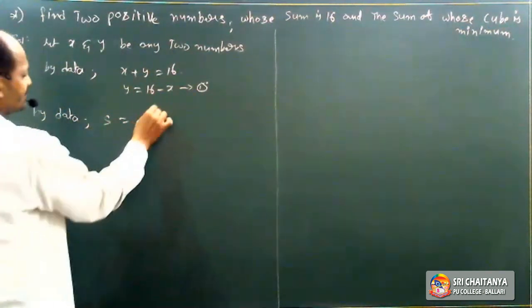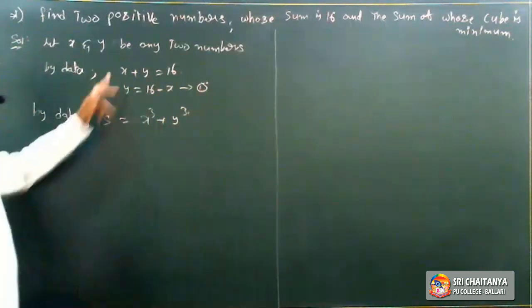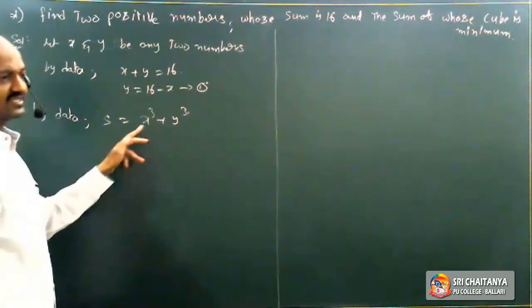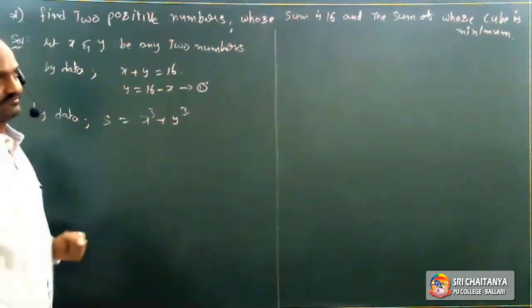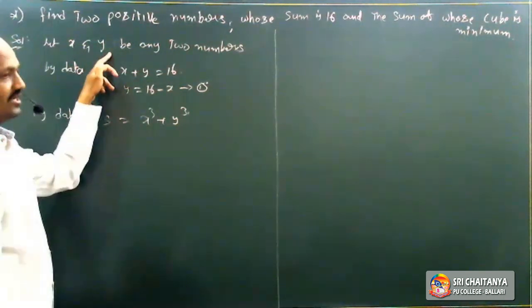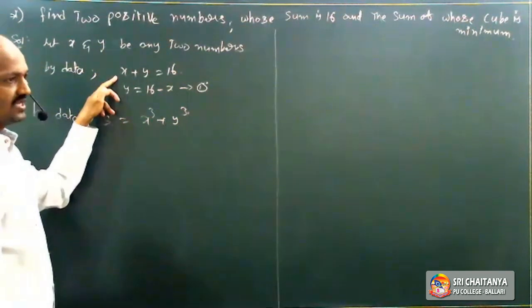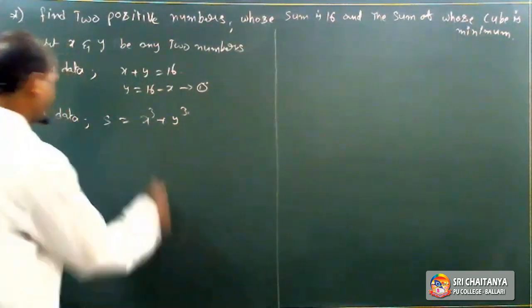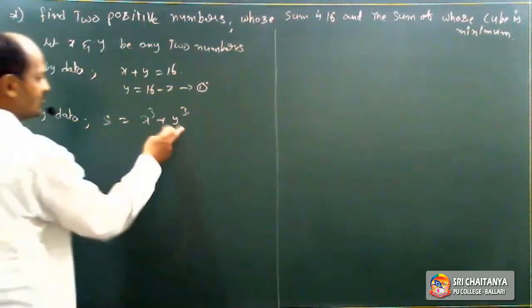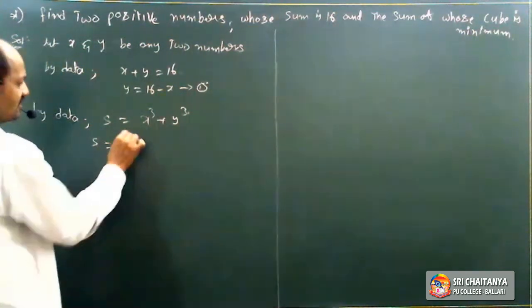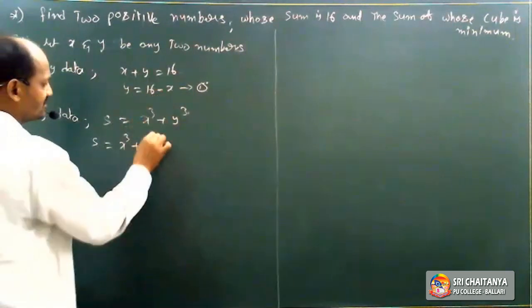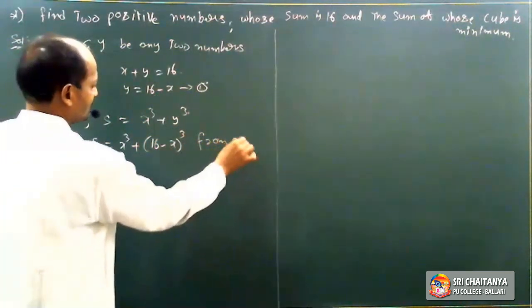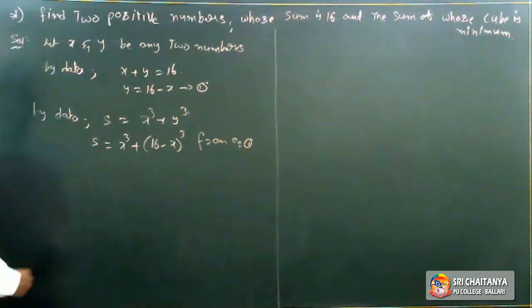S is equal to X cube plus Y cube. The sum of its cube, that means X cube plus Y cube, is a minimum. X and Y are any two numbers, its sum is 16. Sum of its cube is a minimum, X cube plus Y cube. So S is equal to X cube plus Y cube, which means it is 16 minus X whole cube. It is from equation 1.